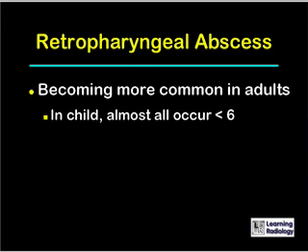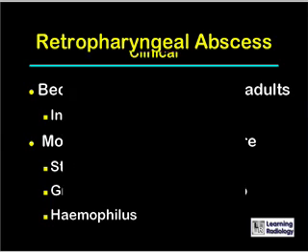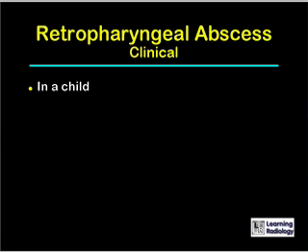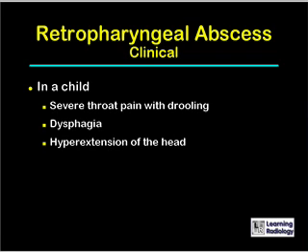A retropharyngeal abscess is becoming more common than it used to be in adults. In a child, it almost always occurs before the age of 6. The most common pathogens are Staphylococcus aureus, group A beta hemolytic strep, and Haemophilus. Clinically, in a child, there is severe throat pain, frequently with drooling, dysphagia.